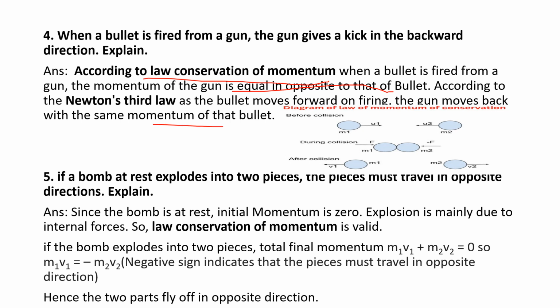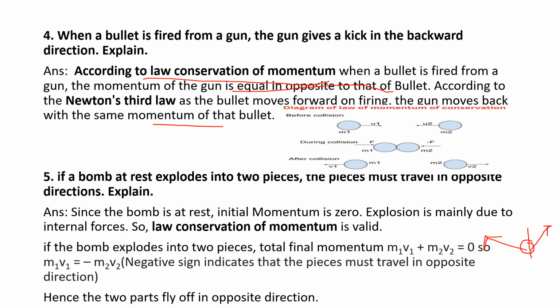Okay, if the bullet is moving forward, then the gun will definitely come backwards. That is what we are describing here. So the next question: if a bomb at rest explodes into two pieces, the pieces must travel in opposite directions. Explain. For example, a bomb is at rest. If it explodes, then its two pieces will fly apart. The bomb will explode like this only, right? The pieces must travel in opposite directions.